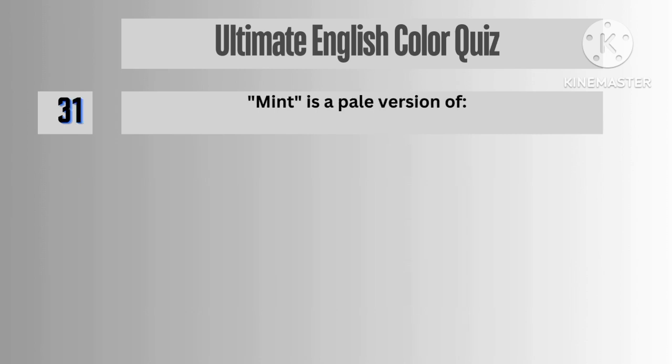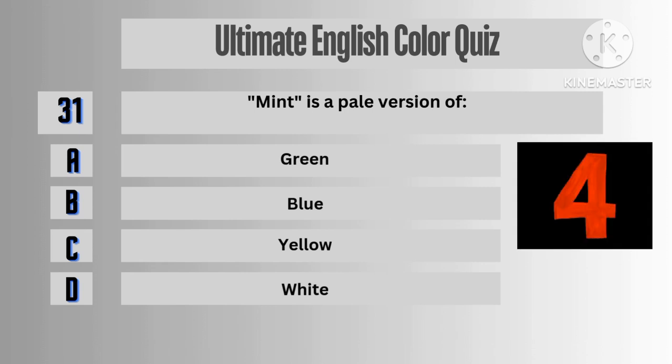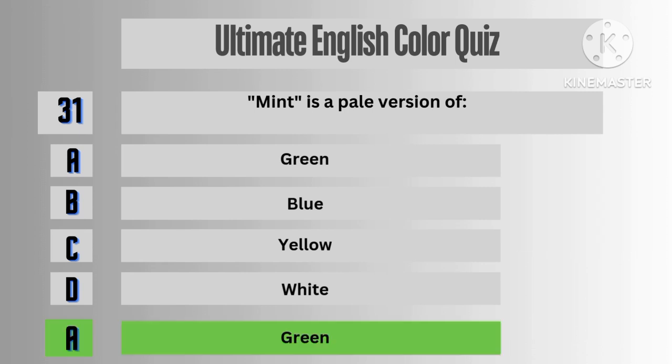Question number 31. Mint is a pale version of option A. Green. Option B. Blue. Option C. Yellow. Option D. White. 5, 4, 3, 2, 1. Correct answer is A. Green.